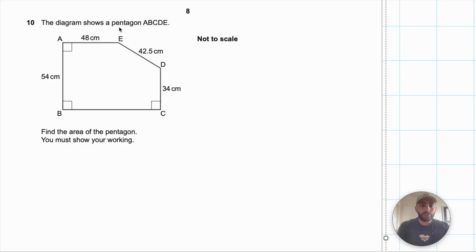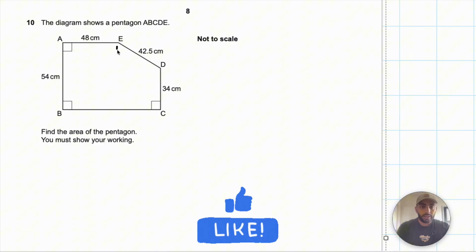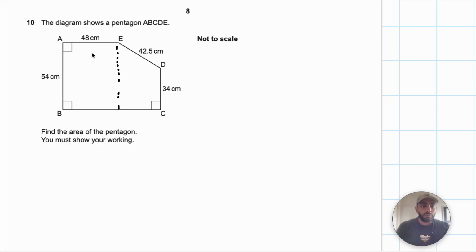Question 10. The diagram shows a pentagon ABCDE. Find the area of the pentagon. So I've got this pentagon, but I can see if I split it up, I could make it into a compound shape. I've got a rectangle here, and if I put my head on my right shoulder, I can see this is a trapezium. So I'm going to redraw this one out. That length is 42.5. That length is 34. And the base is 54.